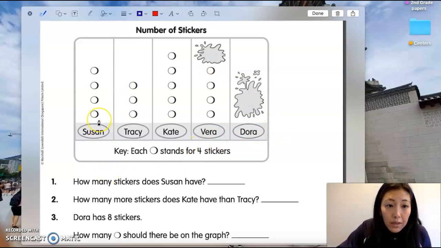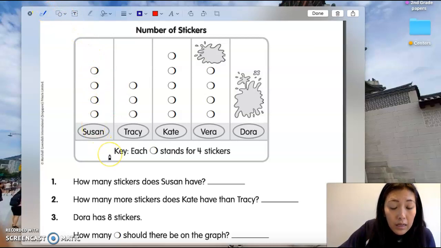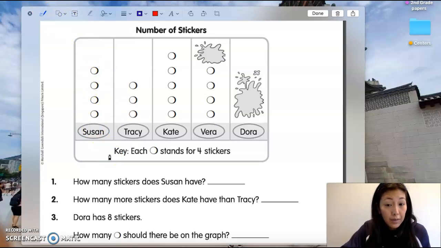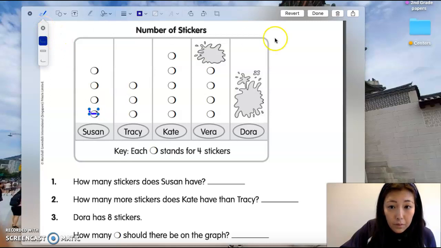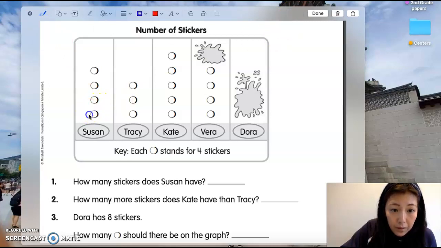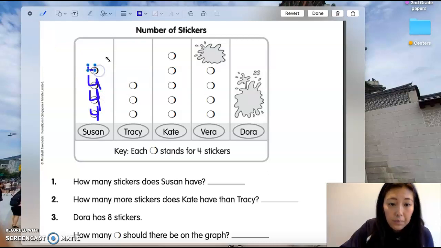So the first thing I would like to see you do is label your picture graph here. So again, each circle stands for how many stickers? Good, it stands for 4. So I would see you do 4. Sorry, boys and girls, let me try that again. 4, 4, 4, and 4. Good. So we have here 4, 4, 4, 4.